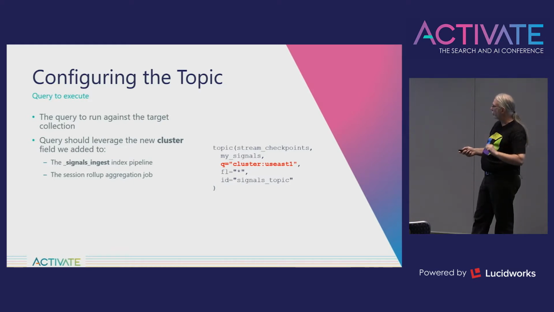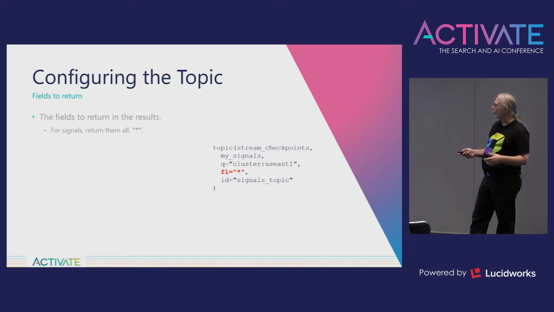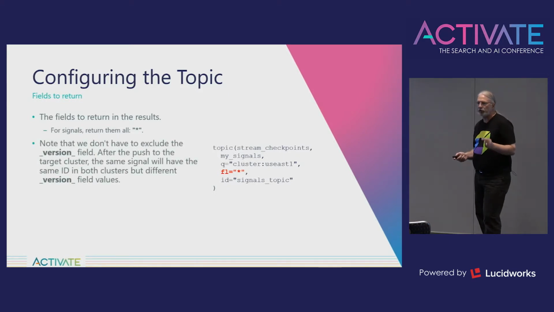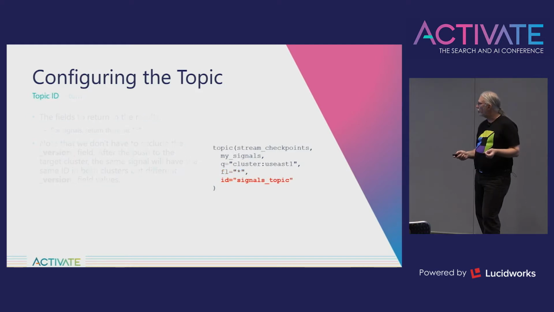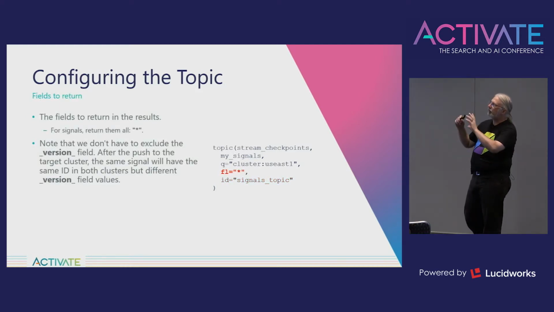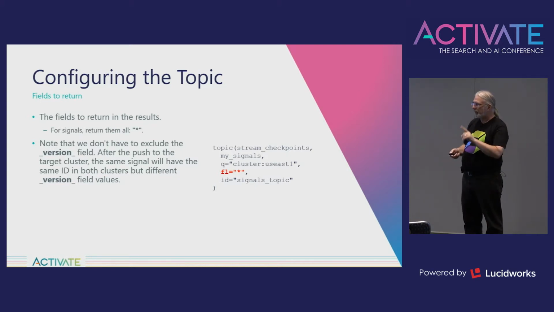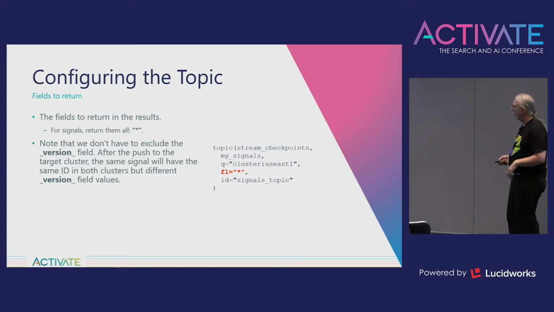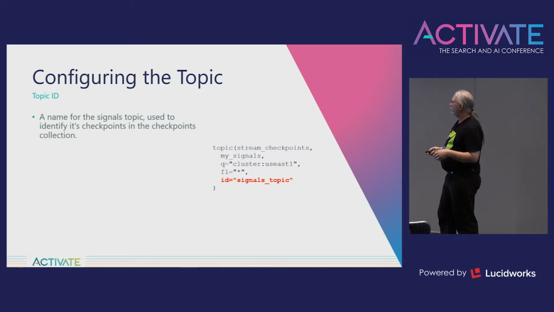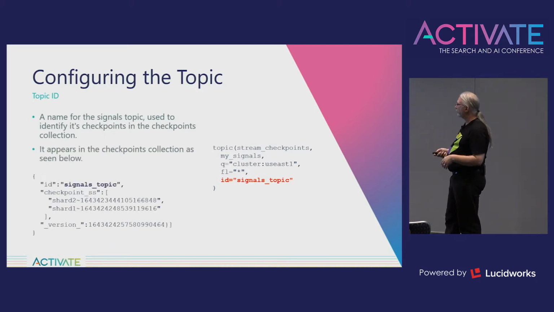We made this change to introduce the cluster field to the signals ingest pipeline in the session rollup aggregation. And the fields to return, we want them all. Keep in mind, you don't have to manually exclude the version field. When the streaming expression replicates the signal to the target, the signal is going to have the same ID, but different versions within each collection. That's different from CDCR, where the versions actually replicate. So the topic ID, this is again the ID that we're associating with the topic itself. Again, there's a piece of a checkpoint document with the ID identifying the signals topic.